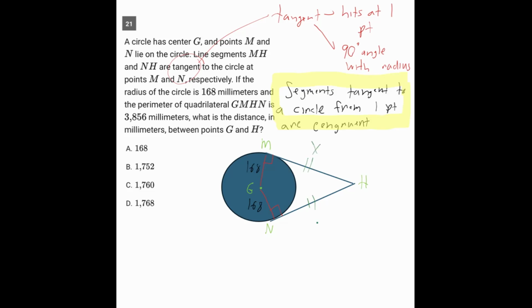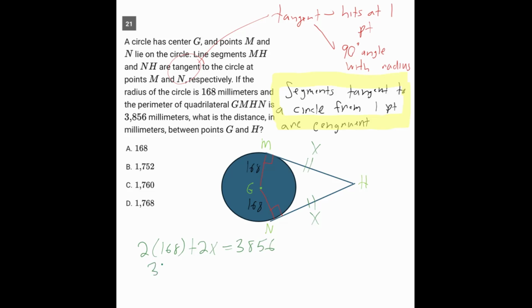And that's really valuable to us because if we know the perimeter, we can call those two unknowns that we know are equal to each other both x. And our perimeter will be both of those 168s plus both of those x's. And that'll be equal to what we're told is the perimeter, 3,856.